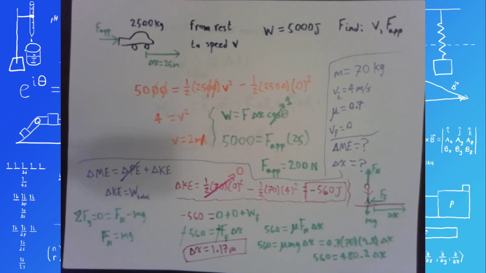Okay, how about this one? It says an outfielder throws a 0.15 kilogram baseball at a speed of 40 meters per second and an initial angle of 30 degrees. What is the kinetic energy of the ball at the highest point of its motion?